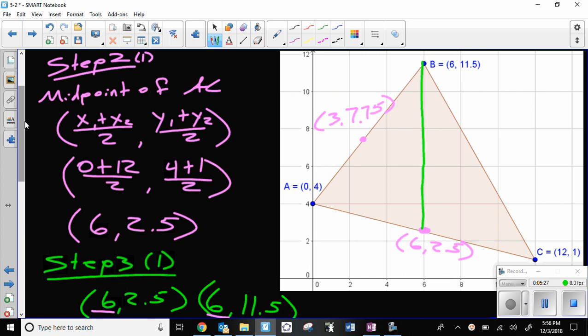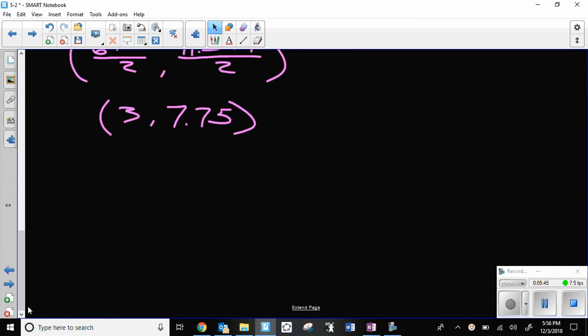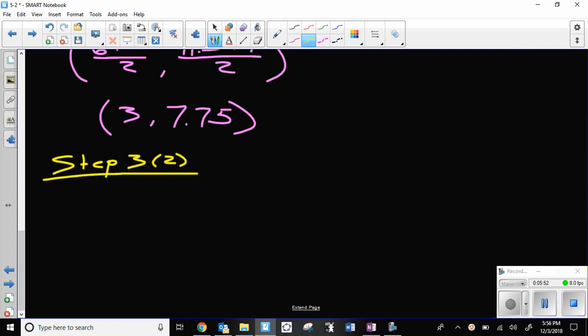7.75. I'm going to connect from my midpoint to the opposite vertex all the way down to C. Now I want to write an equation of that purple line. So now for step 3, for the second time, I want to use the point 3 comma 7.75 and 12 comma 1.